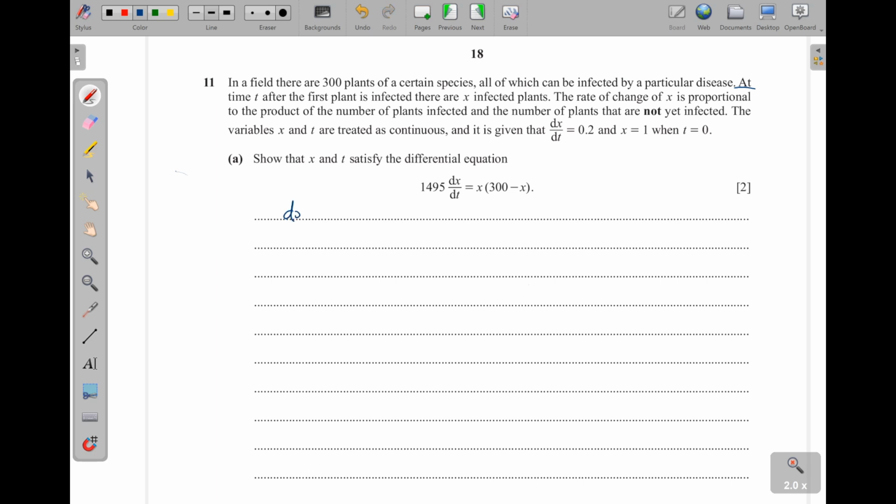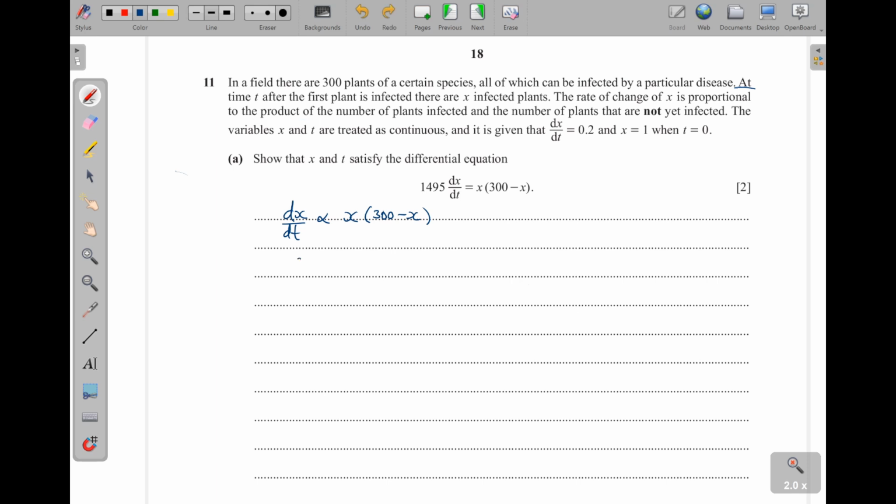I'll have dx/dt, because these plants are being infected. So this is proportional to x, the number of plants that are infected, and the number of plants that are not yet infected. If we begin with 300 plants, and we have x plants which are infected, that means the ones that are not infected are 300 minus x. Then they said that it is a product. It is proportional to the product, and product is multiplication.